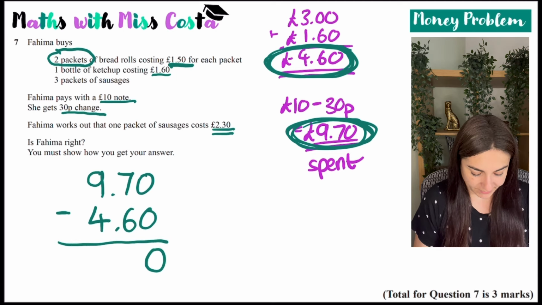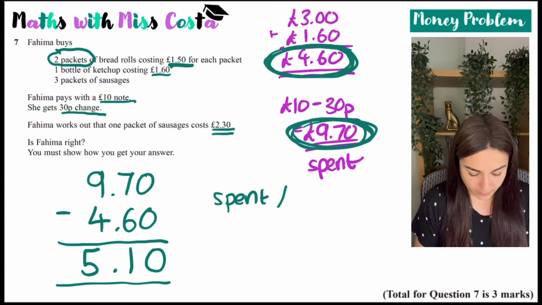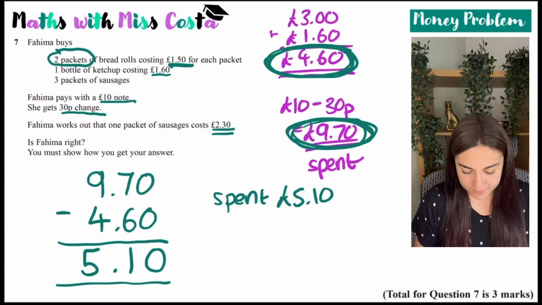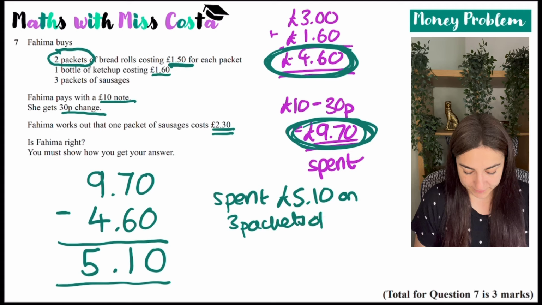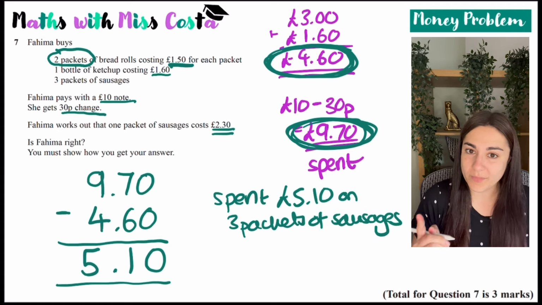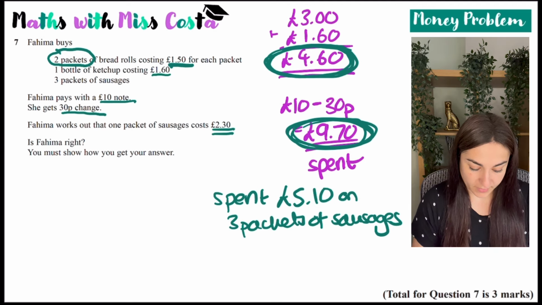So 0 take 0 is 0, 7 take 6 is 1, and 9 take 4 is 5. So we know that she spent £5.10 on 3 packets of sausages. So to work out what 1 packet of sausages would be, we'd need to divide by 3.